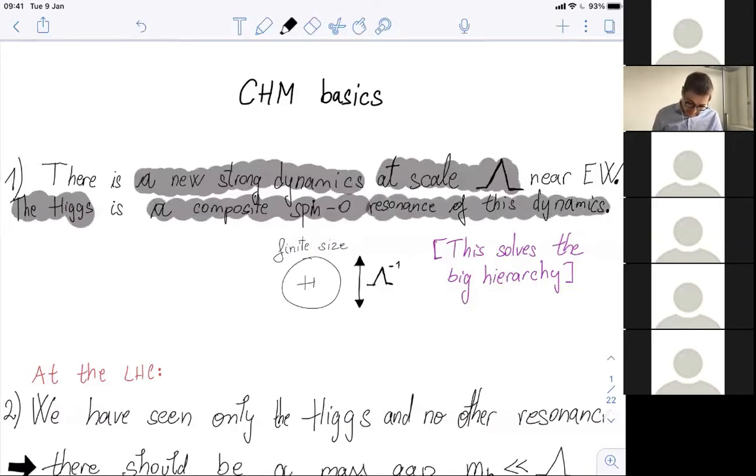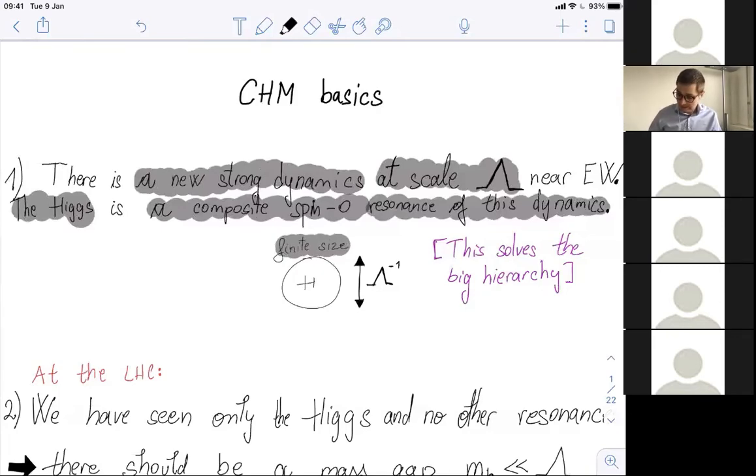So the Higgs is not an elementary particle anymore. It's a composite particle, meaning that it's not point-like. It has a finite size, and the size of it is inversely proportional to the scale lambda. And this setup solves the big hierarchy problem. Namely, if you go to shorter distances than the scale lambda, then we don't see the Higgs anymore, but we see its constituents.